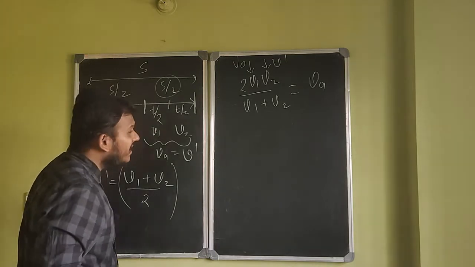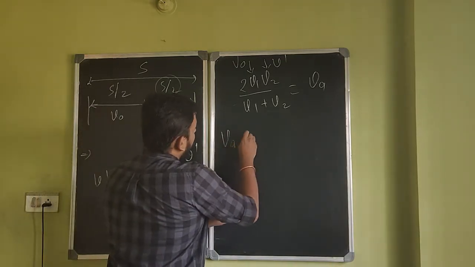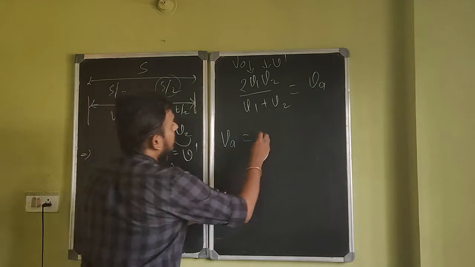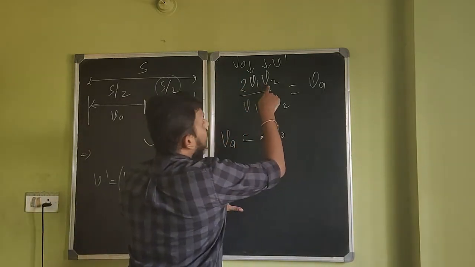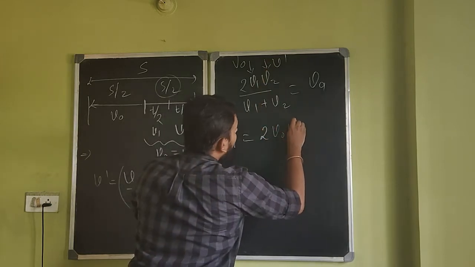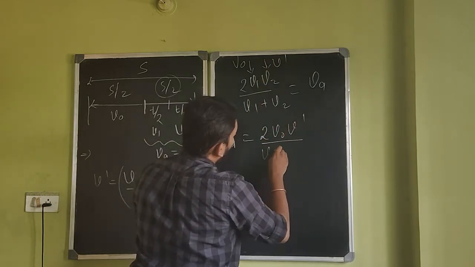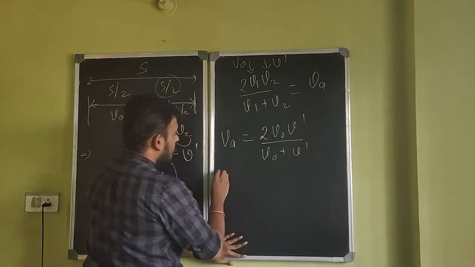Okay, so let's substitute in and get the value. Simple, very simple it is now. So V average is equal to 2, instead of V1 you have your V0. Instead of V2 you have your V dash. So 2 V naught V dash divided by V naught plus V dash. All you have to do is solve this.